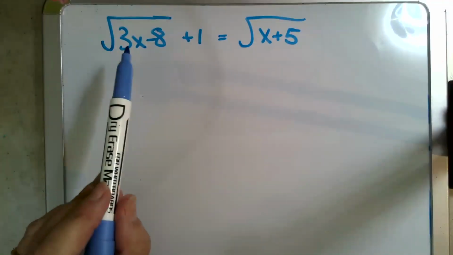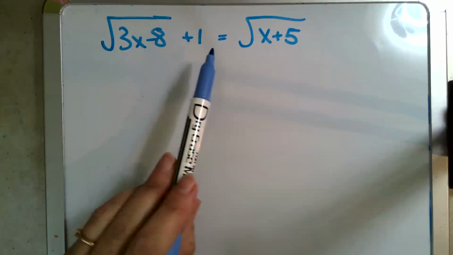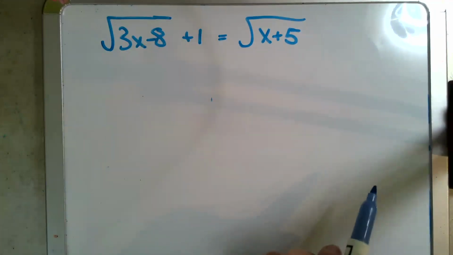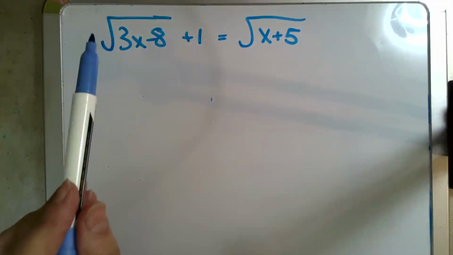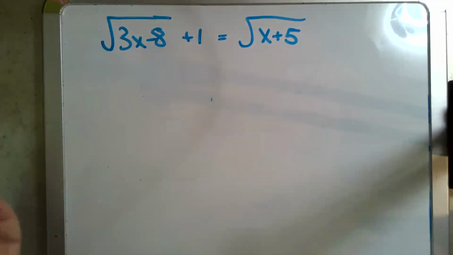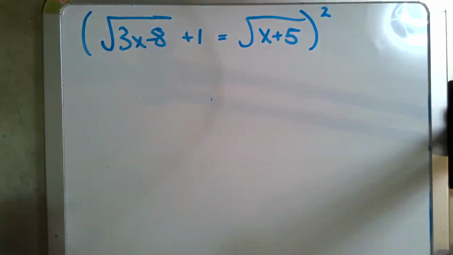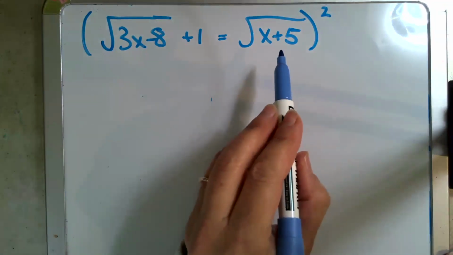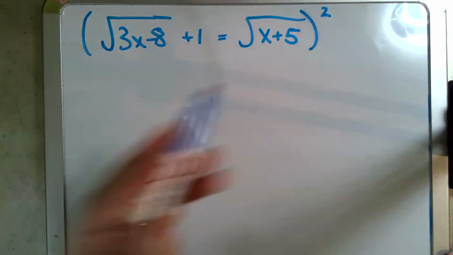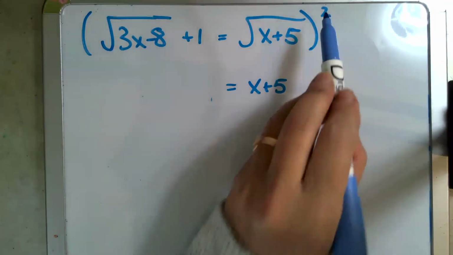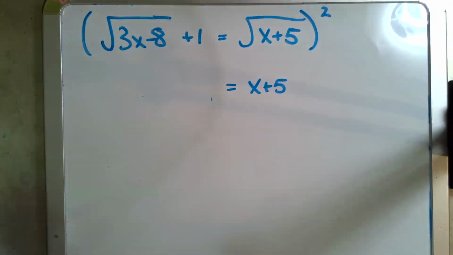The square root of 3x minus 8 plus 1, and that plus 1 is on the outside of the square root, equals x plus 5. Okay, to get rid of these square roots so that we can combine like terms with x's, we have to do the opposite of square rooting, which is we have to square. So if I square this entire thing, on this side, the square root of x plus 5 squared just gets me x plus 5. When I square something under a square root, I release the square root.